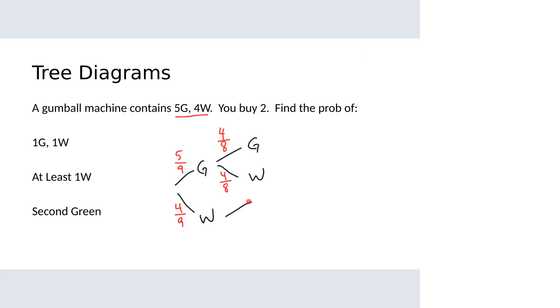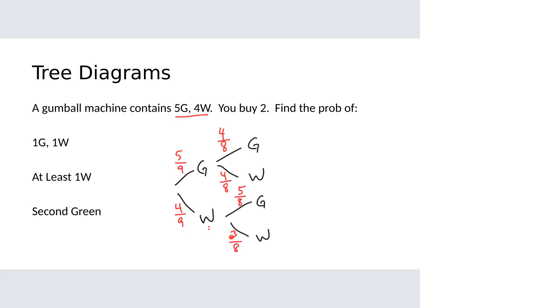On the bottom half means the first one I bought was a white one. Okay, we're going to keep that in mind when we put the other probabilities on here. So I have 8 gumballs left. Started with 5 greens, bought a white one, so there's still 5 greens in there. Started with 4 whites, bought a white. So out of the 8 gumballs that are in there, 3 of them are white.